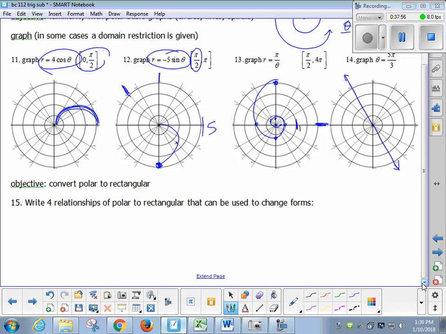What are the 4 facts about polar rectangular? Give me one. X squared plus y squared equals r squared. You can square root that, and that's fine too. What about x? What's x equal to? Y? And what's a y-x theta relationship? Y over x is tangent of theta, or some form of that, tangent inverse.